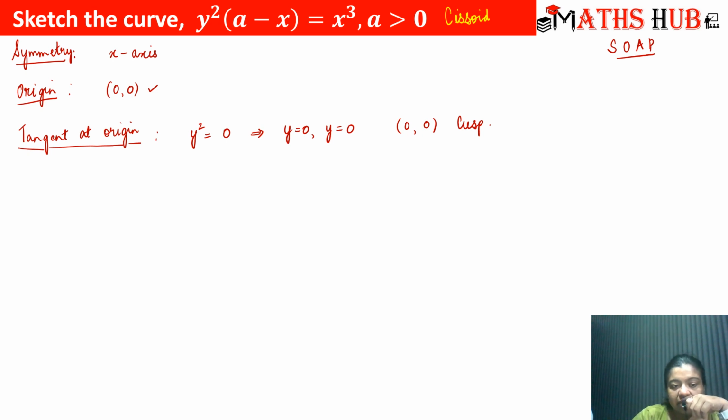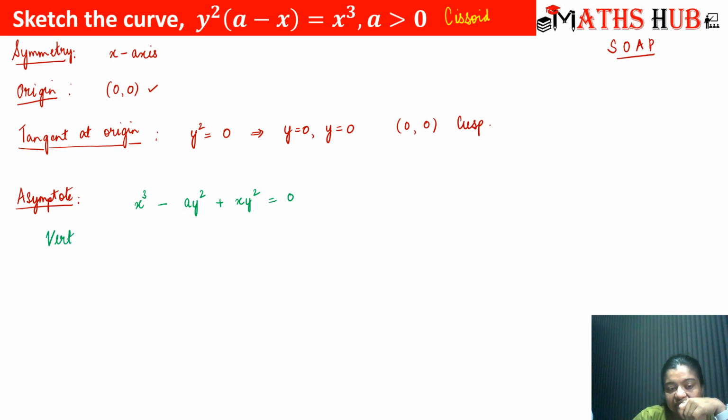Okay. So now let's talk about asymptotes. Now how to calculate asymptotes? Let us rectify this equation and rewrite it as x cube minus ay square plus x into y square is equal to 0, right? Now to calculate the asymptote parallel to x-axis, we equate the coefficient of the highest degree term of x equal to 0. That will not give us anything. So there is no horizontal asymptote.